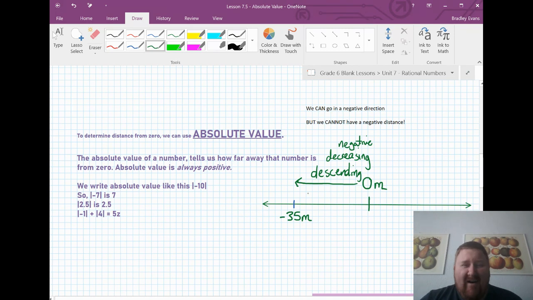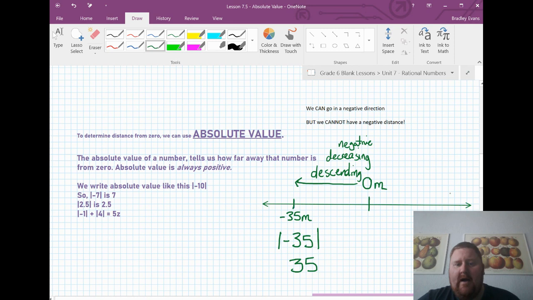But how far away from zero is he? How far away from the surface is he? Well, we use absolute value to tell us that. We say that the absolute value of negative 35 is 35. He's 35 meters from zero, but in a negative direction. So the absolute value of a number will tell us how far away that number is from zero.